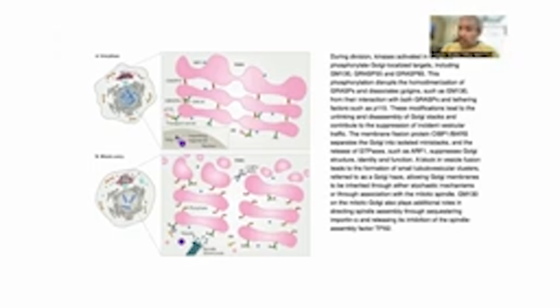A block in vesicle fusion leads to the formation of small tubulovesicular clusters referred to as Golgi haze, allowing Golgi membranes to be inherited through either stochastic mechanisms or through association with mitotic spindles. So it's possible that some of the Golgi structures are also bound to the mitotic spindles, and that could allow for them to be separated between the two daughter cells, and some break up into this haze, which pretty much fills up the whole cell.